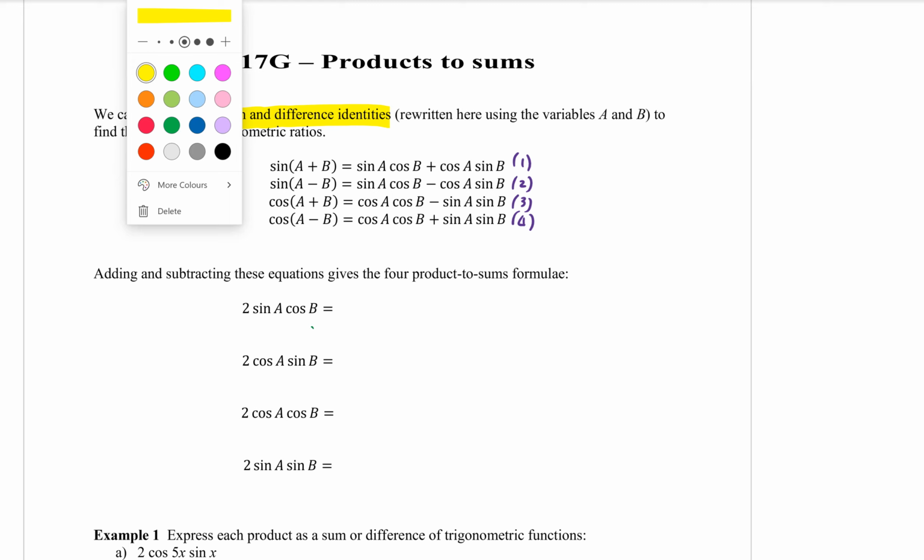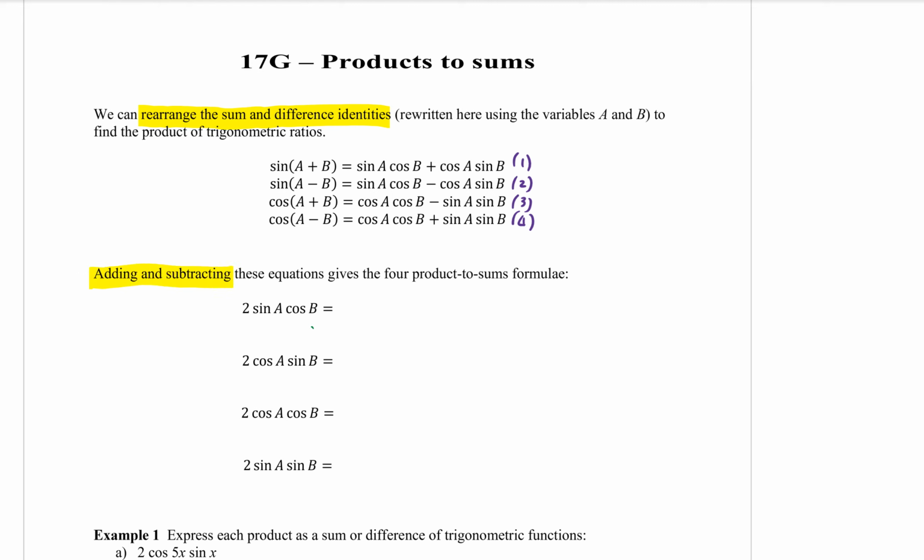It says down here, by adding and subtracting these equations, it gives us the four products to sum formulas that we need. So for the first formula, I'm going to add equation 1 and equation 2. Equation 1 is sine of A plus B, and equation 2, that I'm wanting to add to it, is sine of A minus B. Now when I add those two equations, let's just have a look.